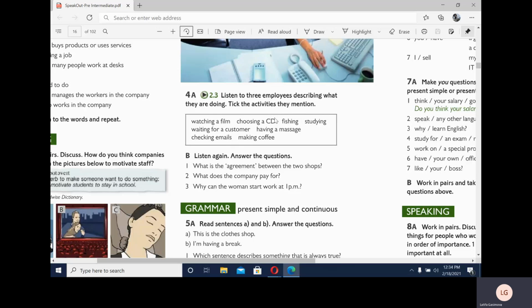So employee 1 mentioned choosing a CD, second mentioned studying, and last one mentioned checking emails, right? So what we're going to do, we're going to listen to it once again, but this time we'll have to answer these 3 questions. So the first question is, what is the agreement between the 2 shops?